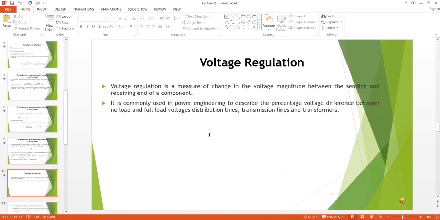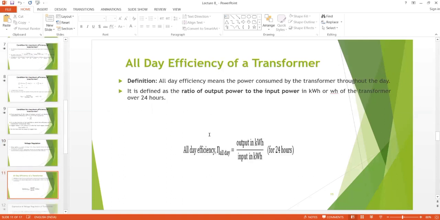Voltage regulation is the last topic of this video. Please understand this, and if you have any kind of query, please feel free to ask me. Voltage regulation is basically that whenever we are sending any kind of voltage, the receiving end voltage should be the same. If there is a deviation, that means we have bad voltage regulation.